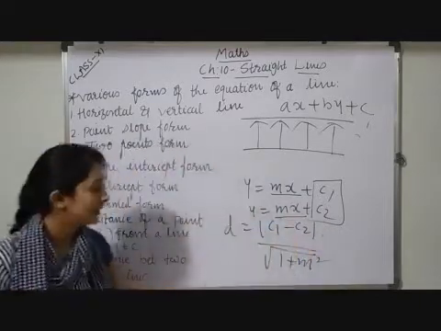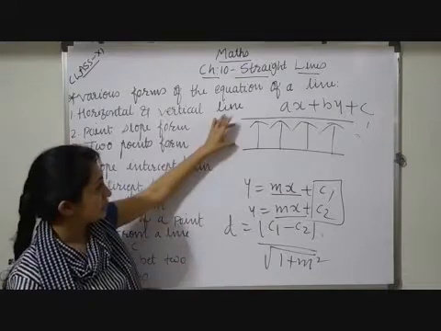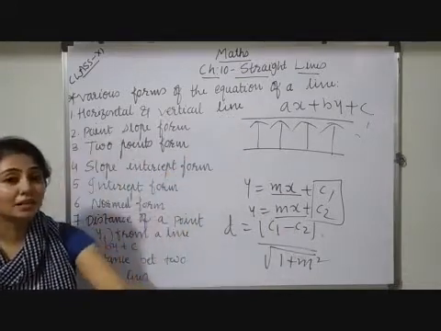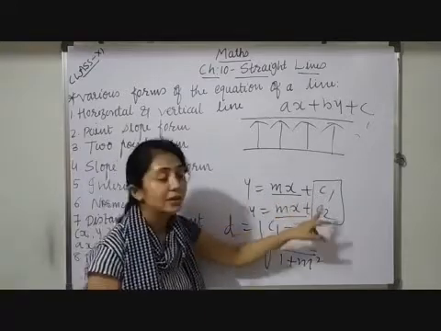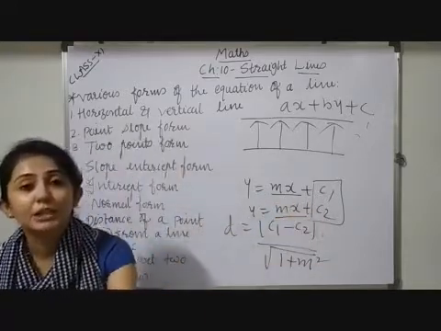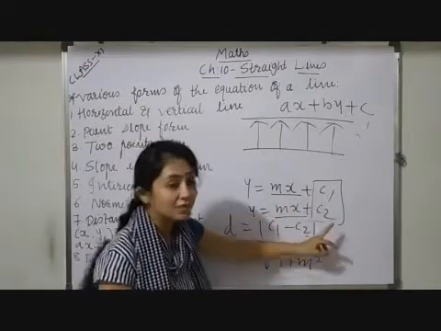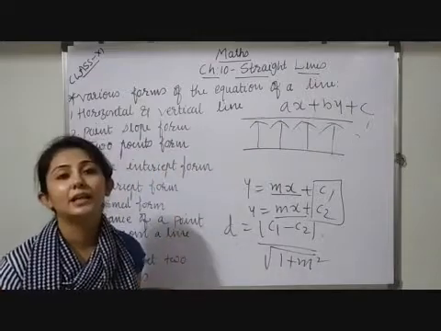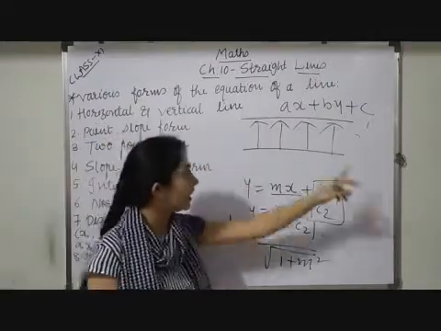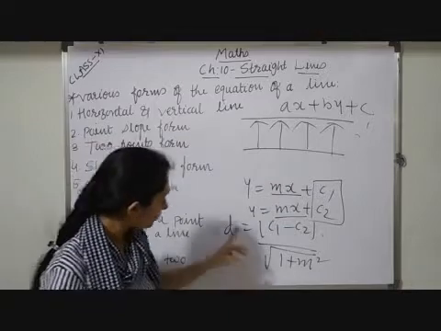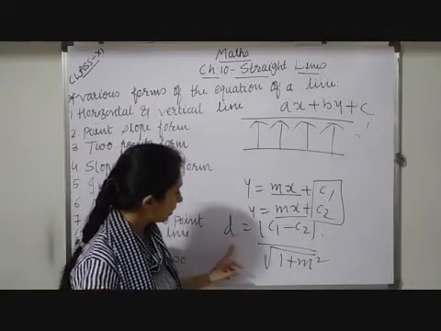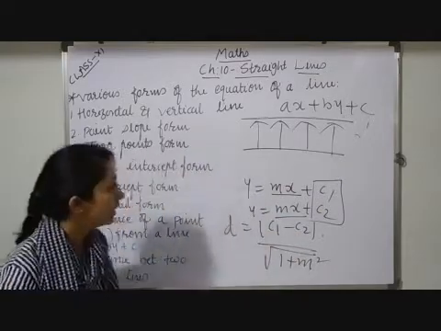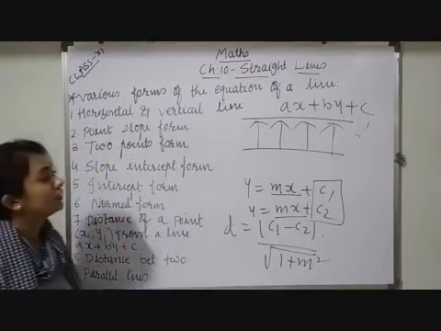I am having two parallel lines, and if I want to find the distance between them, I take c1 minus c2. Why c1 minus c2? Because c means the distance from the origin on the y-axis. If I want to find a distance, obviously that part from the origin I have to remove, because this line is lying on a Cartesian plane. So your formula is d equals modulus of c1 minus c2 upon under root of 1 plus m square. Hope these various forms of the equation of a line are clear.